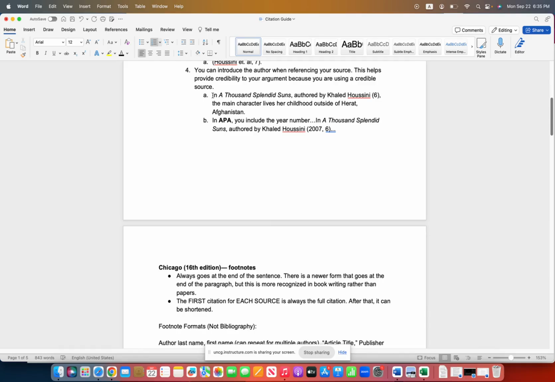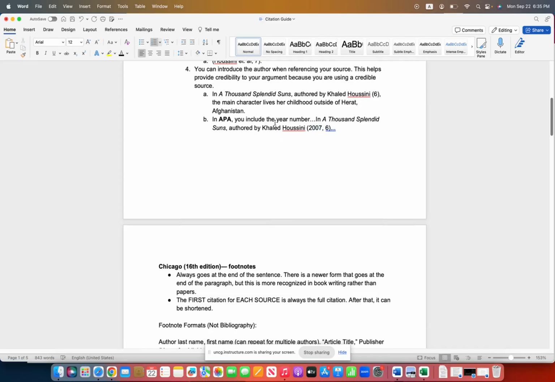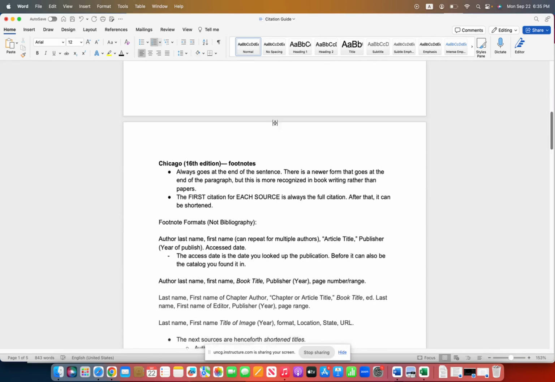Now, if you write, for example, you guys have to read A Thousand Splendid Suns. If you write that it's authored by Khaled Hosseini, you've already told us who it is. You don't have to write his name twice. So what you can do is put Hosseini, and then right after his name, you can put the page number. You can do the same thing in APA, where, as I said, you include the publication year, and then you would put the page number. It either can go at the end of the sentence or it can go after the name.